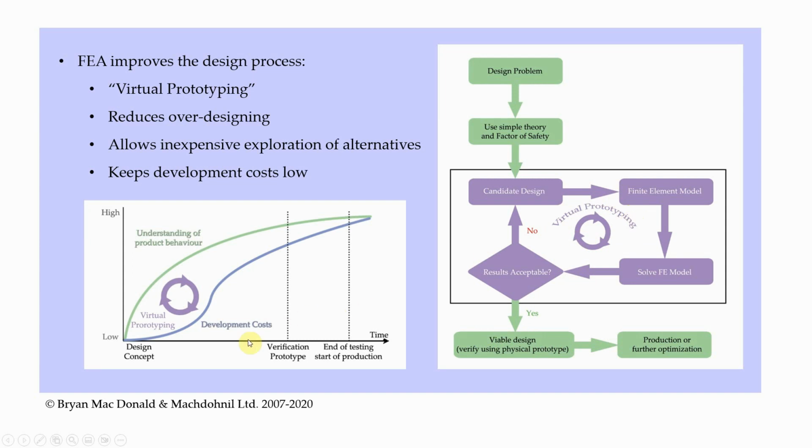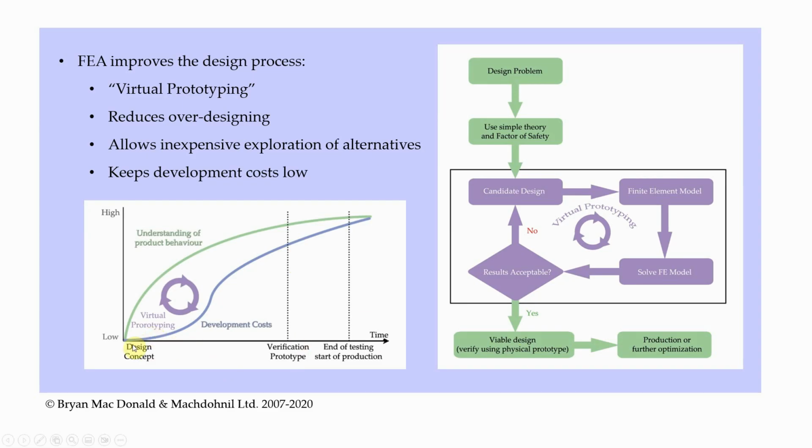Now if we go and compare the understanding of product behavior and development costs for a virtual prototyping or finite element analysis design process, it looks like this. So our development costs are low, and they only rise as we get towards using the verification prototype, which is this bit down here. So again, why are development costs low? Because we're normally just working on the computer. We're not building physical prototypes. We don't have to pay skilled technicians to build them. We don't have to pay people to carry out the experiments. We don't have to pay for materials. We don't have to pay the power costs of running machines and so on. So we're doing it all on the computer.